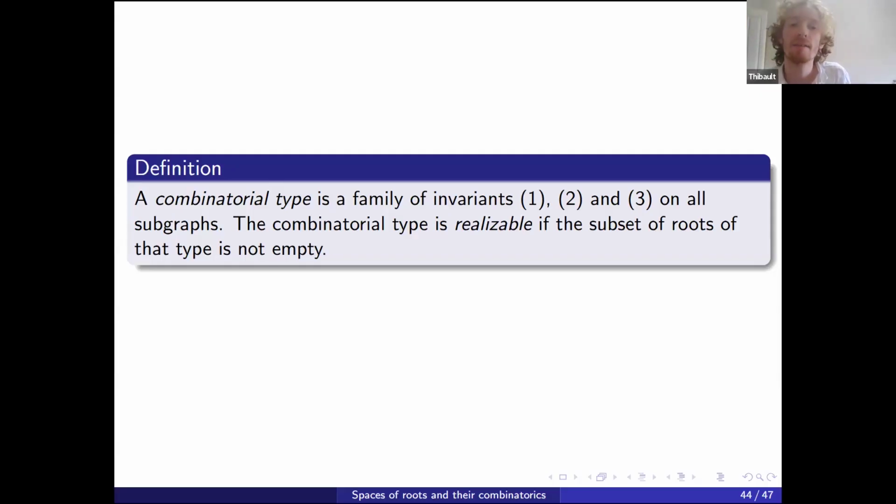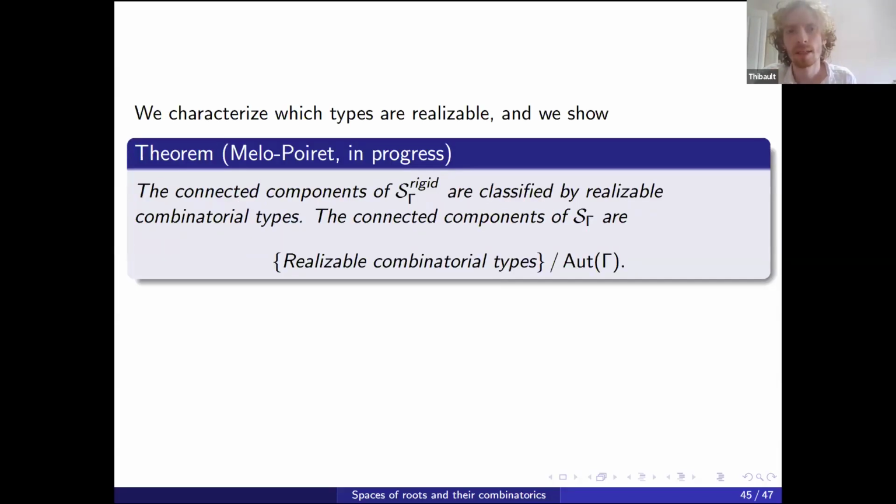But some of these combinatorial types are compatible. So we're going to say that a combinatorial type is realizable if there exists a root with all of the invariants in the type. It's a bit subtle, but we can understand completely when a combinatorial type is realizable. And the big theorem, well, I should say, I do say in progress, is that realizable combinatorial types do classify the connected components of the space of roots.